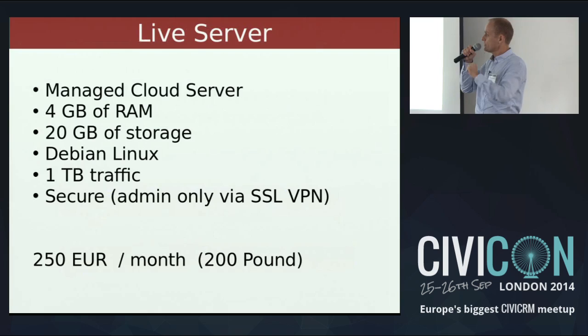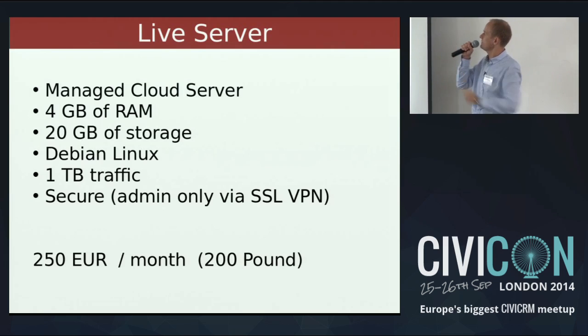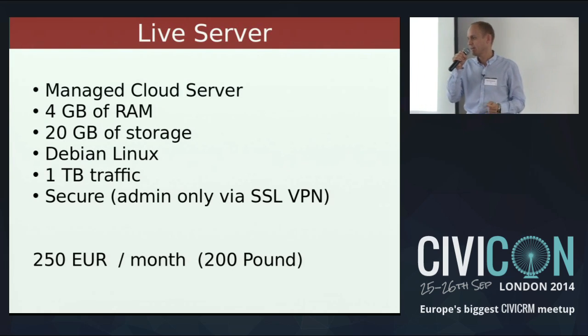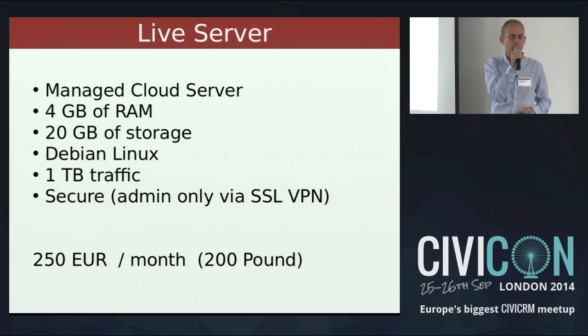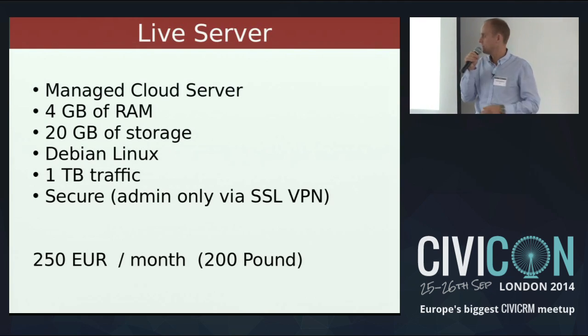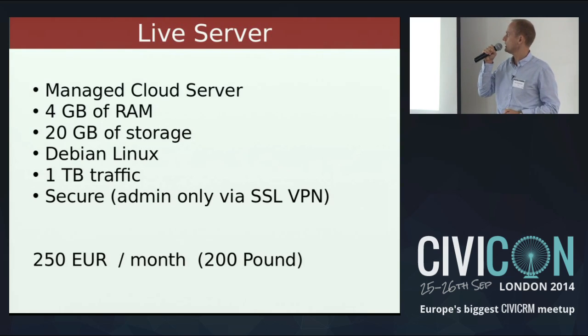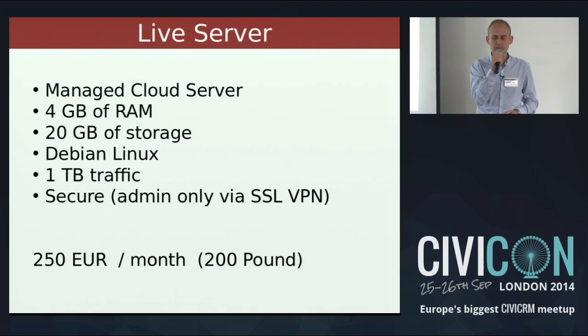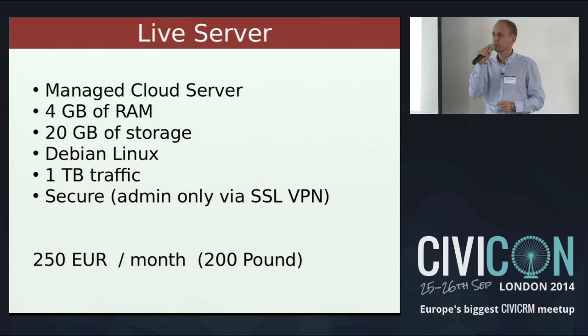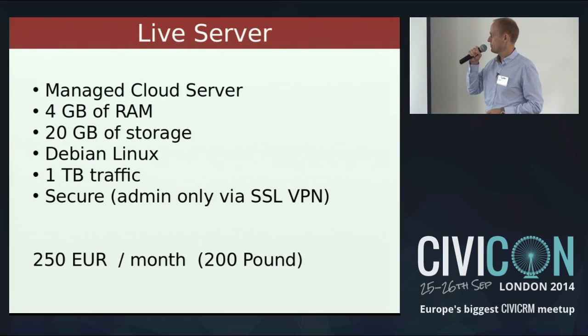Then, after having a migration server and a test server, ultimately we had to move everything to a live server. I just added the specs of our live server to show it, because there's a lot of debate inside the CiviCRM community: what kind of machine do you need to run CiviCRM smoothly? Maybe it's a bit oversized, I don't know, but it works very, very well. It's a Debian Linux at our hosting provider with 4 gigs of RAM. It's a dedicated cloud server with 1 terabyte of traffic. It was the standard in the package. We did not choose it. But it's also secure because you can only administer it via SSL VPN connection. And it costs us €250 a month, or £200, more or less.